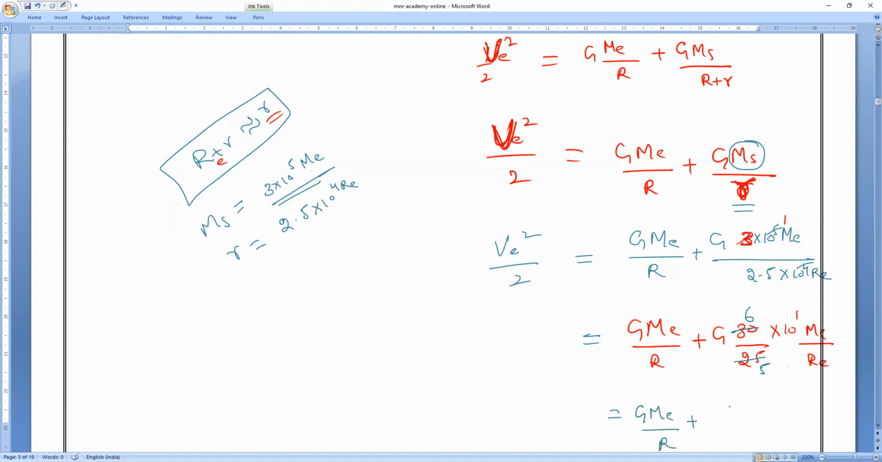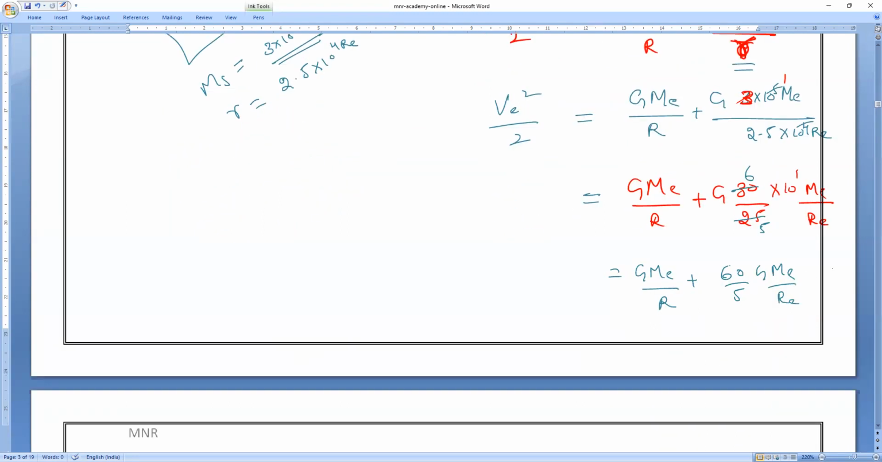6 into 10 is 60. So 60 by 5, how much? 12. So G into ME divided by R plus 12 GME divided by R, which is equal to 12 plus 1, how much? 13 GME divided by RE.